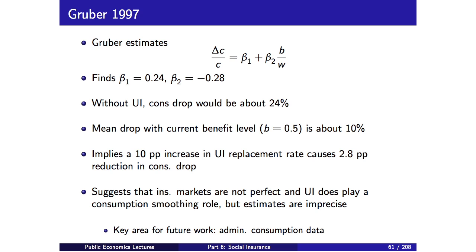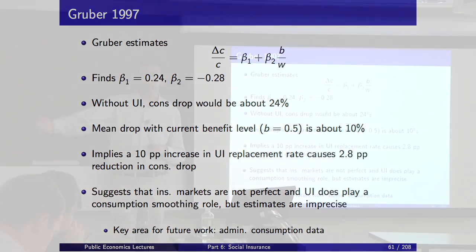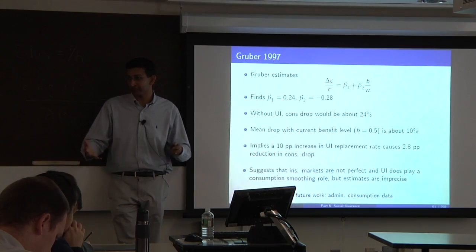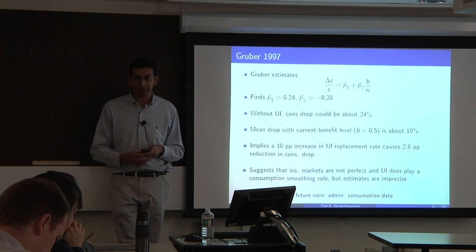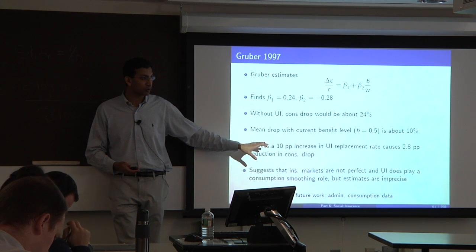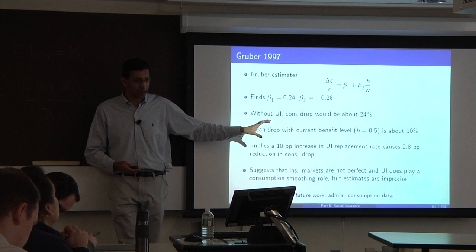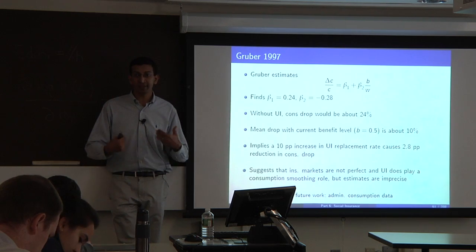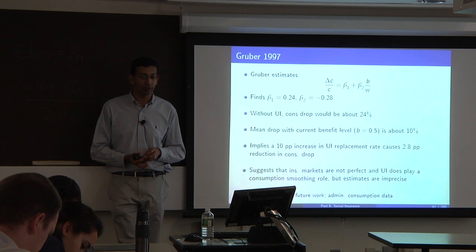So what should you take away from this study? First, I think it supports the view that insurance markets are not perfect, which is actually a debate that has been going on for some time. Should we think of insurance markets as being essentially perfect because people can always borrow from family or do some other private sector arrangement that we may not directly measure in the data? So this rejects the view of perfect private insurance markets, the fact that UI benefits seem to matter. And it suggests that UI does in fact play a consumption smoothing role.